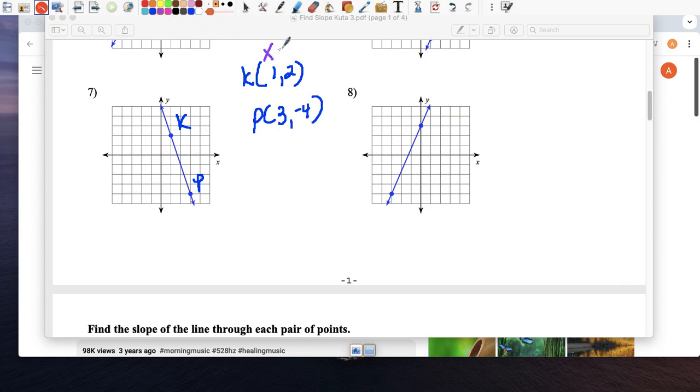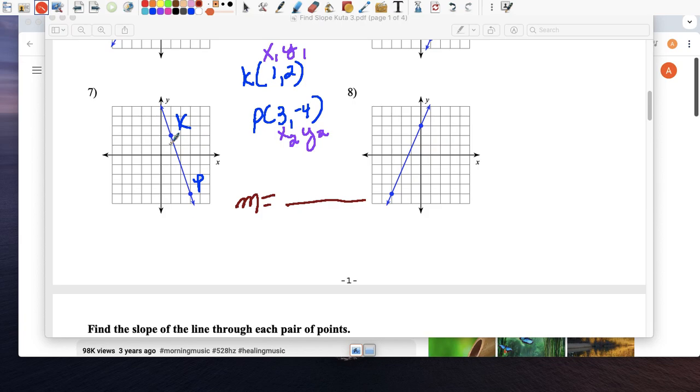My x and y. Let's make this x1, y1, and let's make this x2, y2. So now you know who's who, right? x1 is 1, y1 is 2, x2 is 3, and this guy, y2, is -4. Now it's just a matter of plugging it in, right?